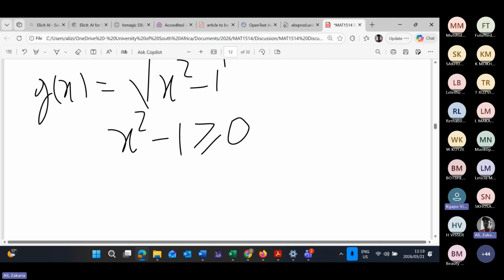X squared minus 1. Sorry? You are going to solve, transpose the x. Transform the x. How? Transpose x, x squared, greater than.